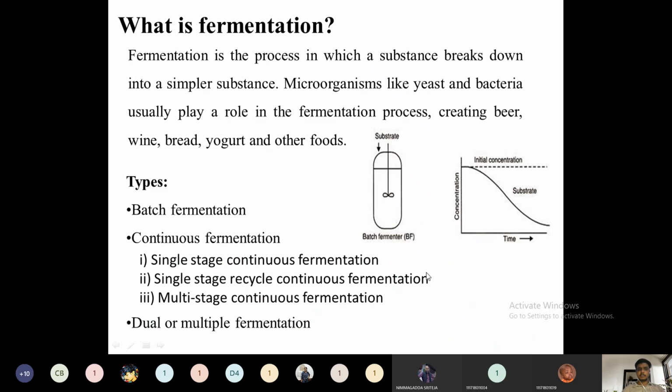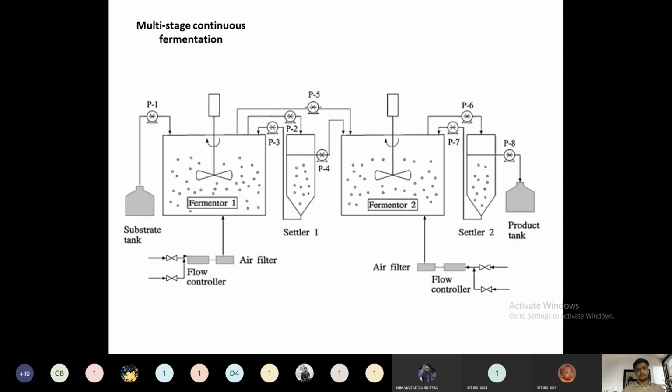Fermentation is a process in which the microorganisms play a major role in converting large compounds into simple compounds, simple substances. There are 3 types of fermentation process: batch, continuous, and dual continuous process. So we have seen this in detail today.